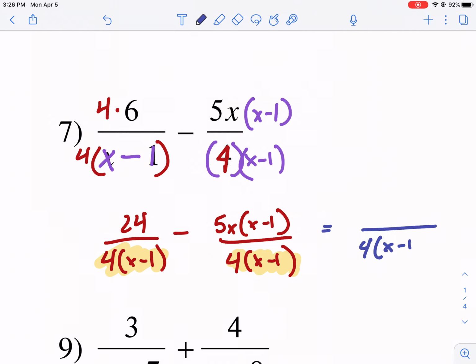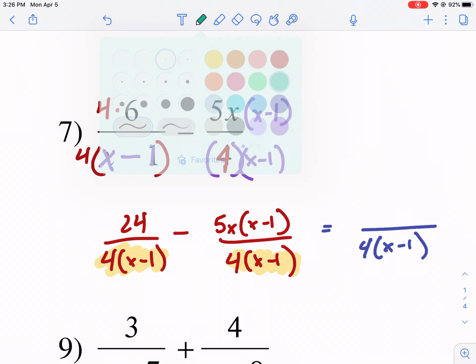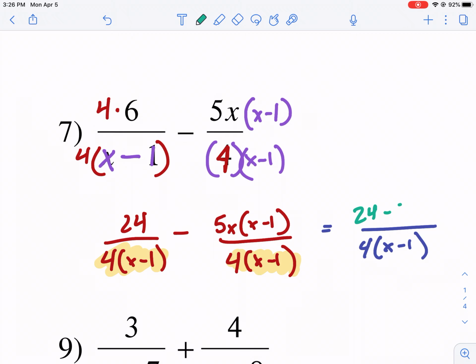For x minus 1, I've simplified the bottom. Now I just need to worry about the top. So it becomes 24, let me get changed to green. 24 minus 5x times x minus 1.